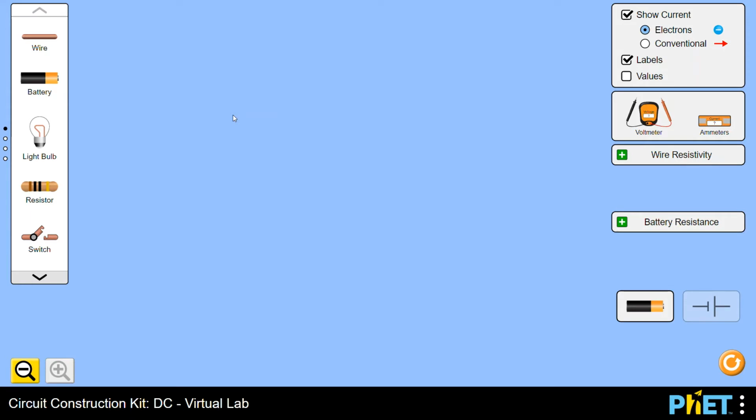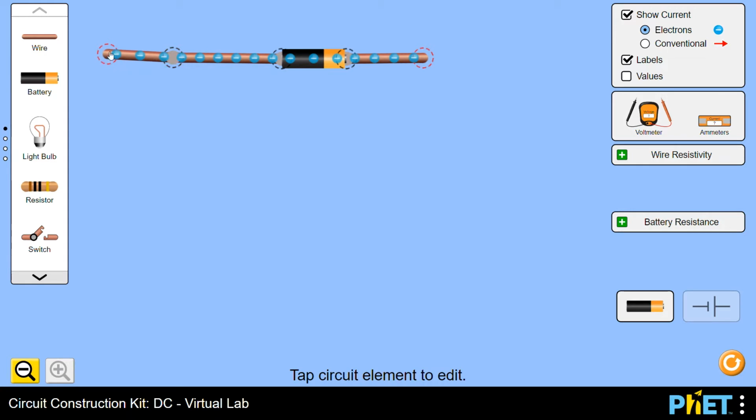So task 2.1 today is to measure current and potential difference in a series circuit. You need to launch the circuit builder that we used yesterday. And when you do that, you can build a circuit. We're going to build a circuit to start with that just has two bulbs in it, and just the one cell.